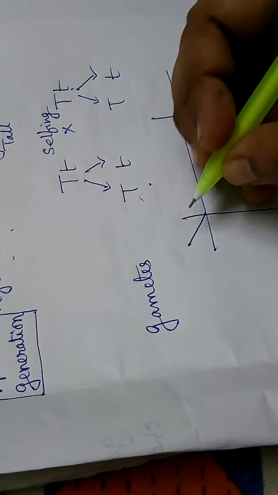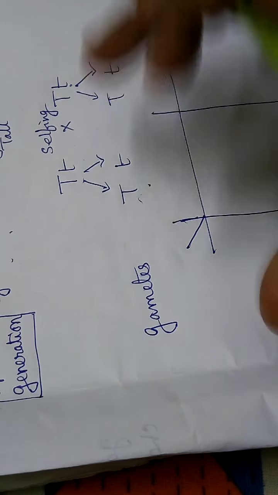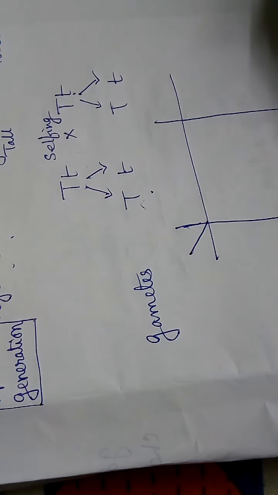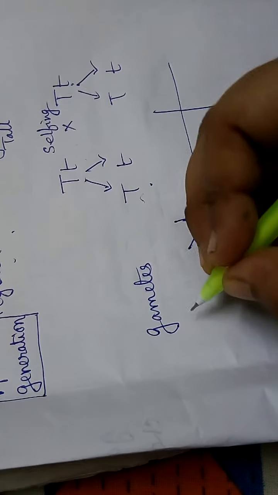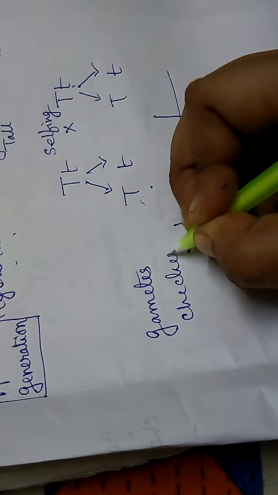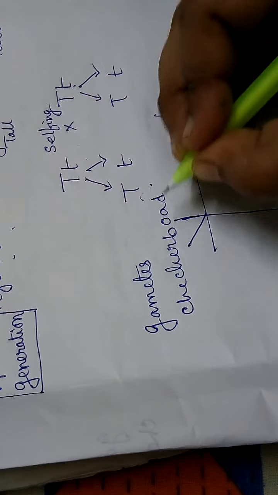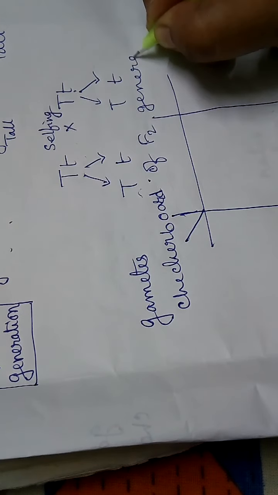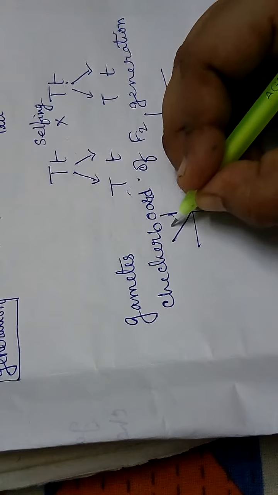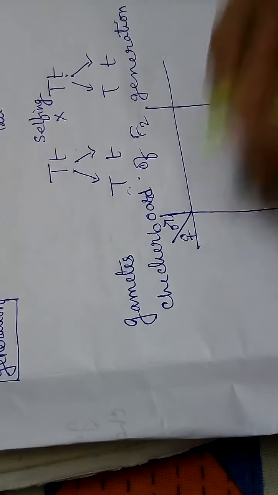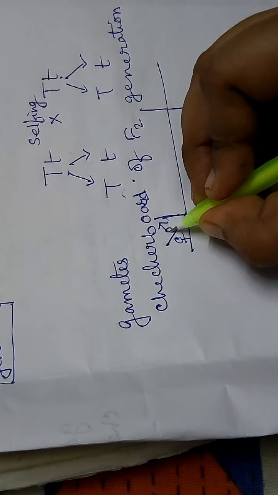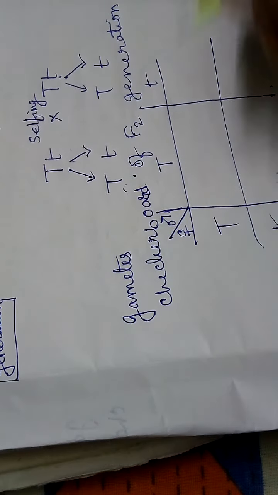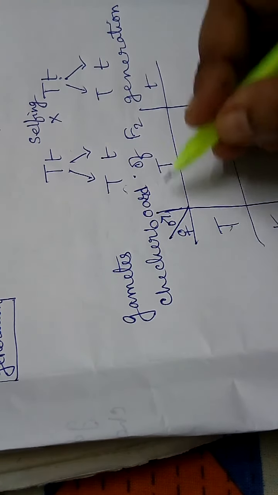It is also known as Punnett square because Punnett discovered this type of tabular formation. So it is known as Punnett square or checkerboard. We can write here checkerboard of F2 generation. I mark it male and here female. This is the sign of female, this is the sign of male. First I put all the male gametes, next I put all the female gametes. Now cross the male gametes with female gametes.